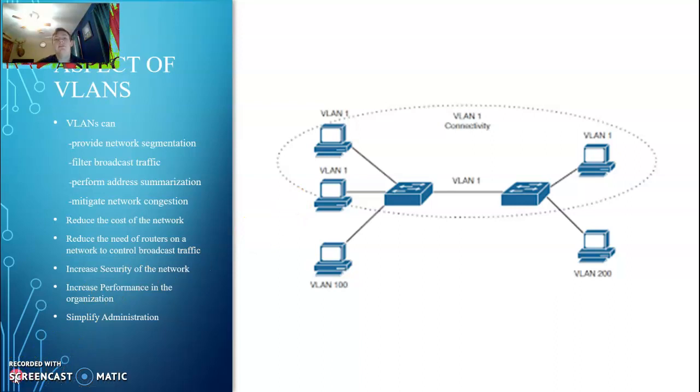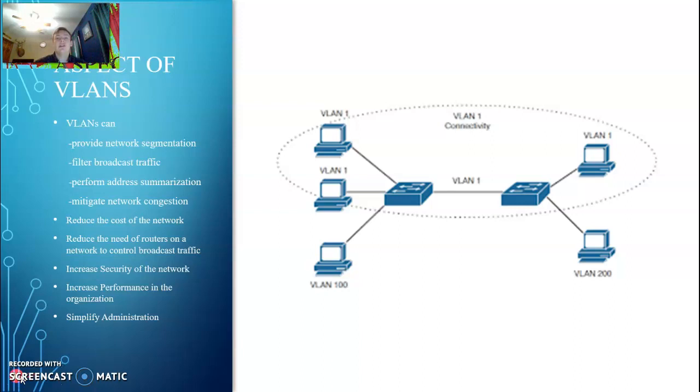Other functions VLANs can provide for a network are the ability to filter broadcast traffic, provide network segmentation, help mitigate network congestion, as well as perform address mitigation. While these are just a few of the many ways VLANs can be implemented and utilized in a network, they all kind of tie into the same benefits, which all go hand in hand with one another.